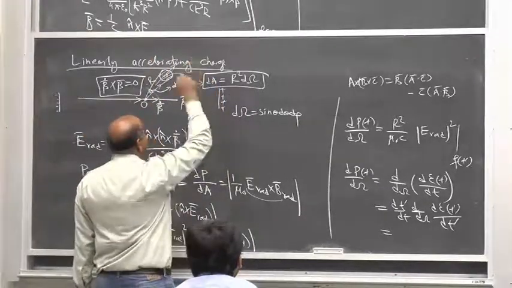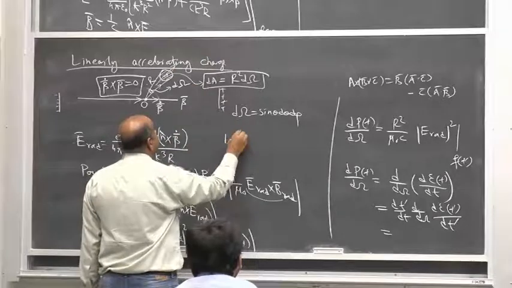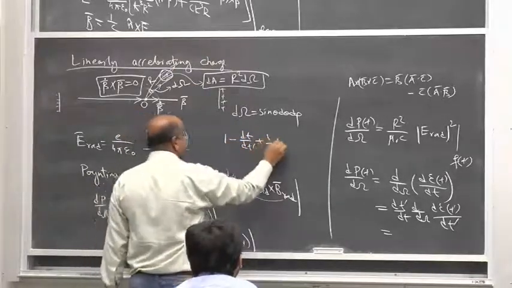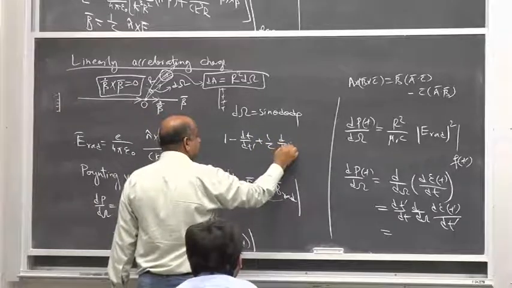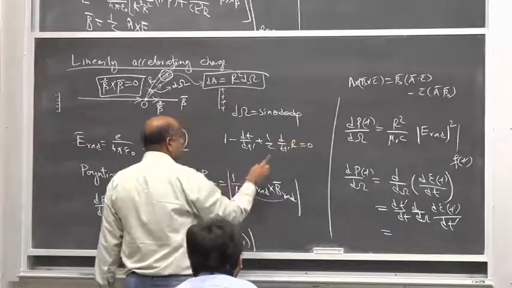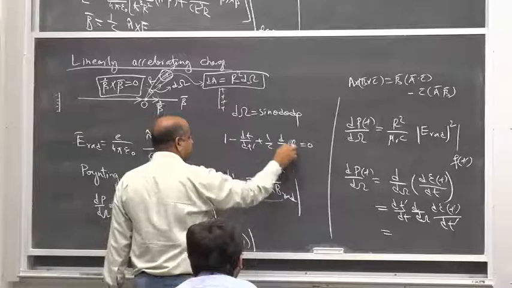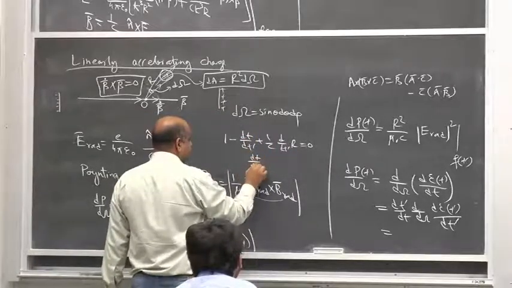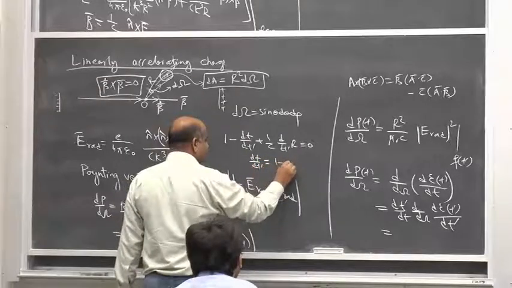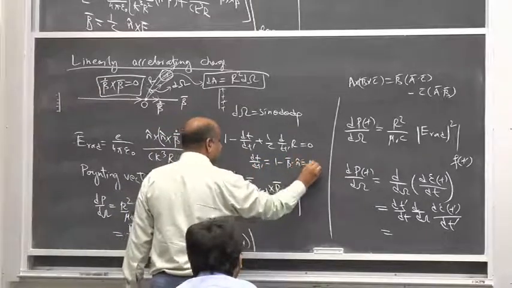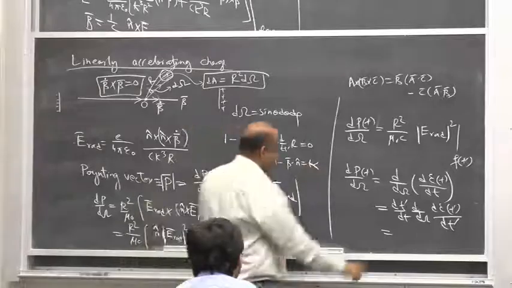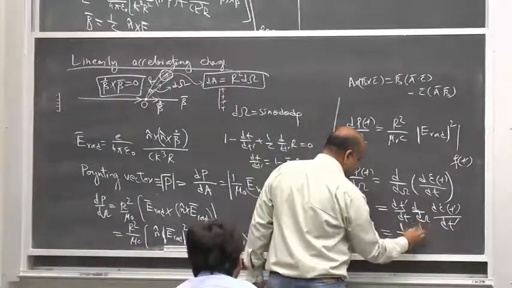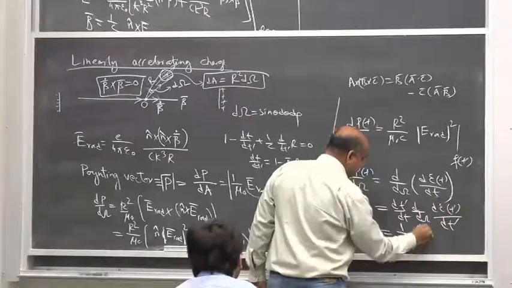This dt prime by dt can be computed from f of t prime. If you differentiate it with respect to t prime, we get 1 minus dt by dt prime plus 1 over c, and we have already done this. So we know that dt by dt prime comes out to 1 minus beta dot n hat, which is kappa. So this is 1 over kappa. So this, let's call it some P of t prime.